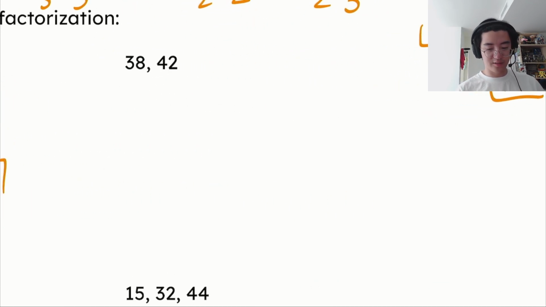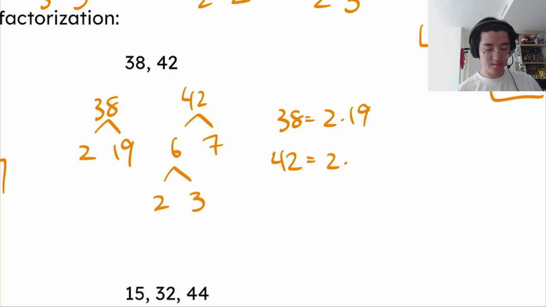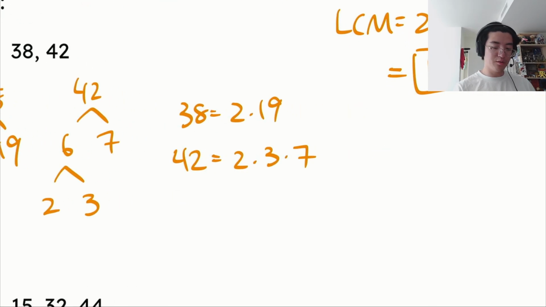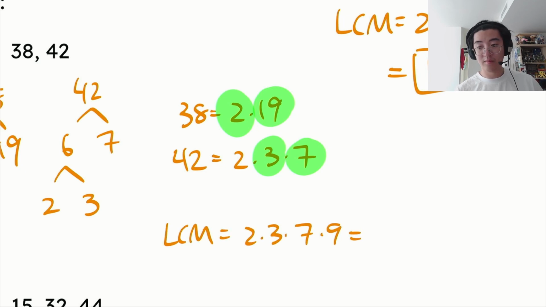Okay, 38 and 42. Divided by 2. 19 is prime. Okay, so that's 2 times 19. Right, both have 2's, but we just have to take one of them, just the highest power. Of course, everything else is just to the power 1, but we still need to make sure to multiply them. 798.